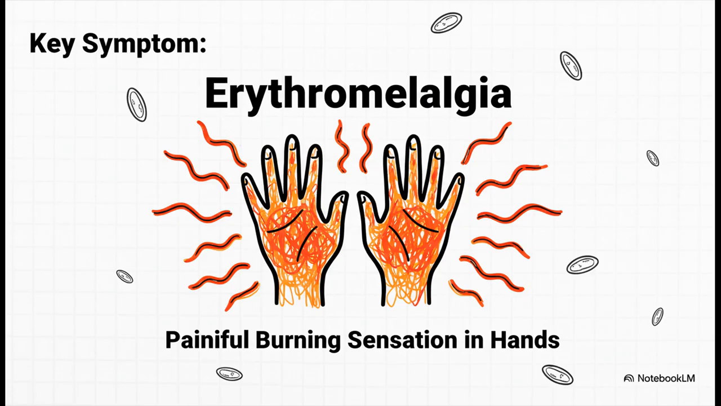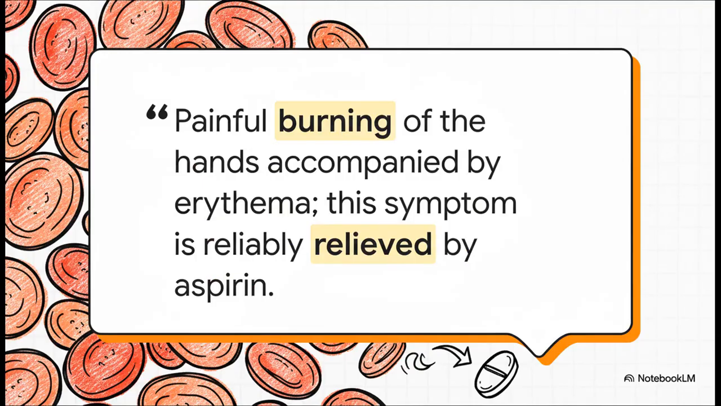It's called erythromelalgia. And it's exactly what it sounds like: a really painful, burning feeling in the hands, sometimes the feet, along with this noticeable redness. But here's the diagnostic kicker, and honestly, this is a gift on any test question. It gets better with aspirin. If you see that in a patient vignette, burning red hands that feel better with aspirin, your mind should immediately be screaming myeloproliferative neoplasm like ET.